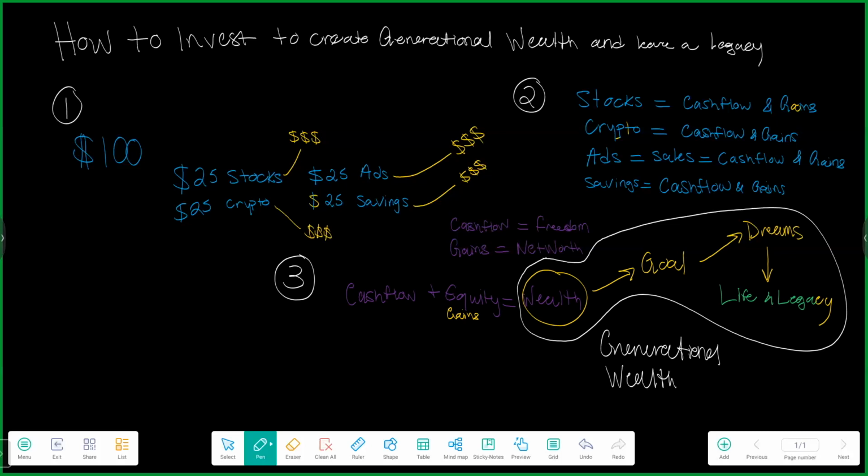So starting with $100, you have to think small, and then you can scale anything. This could be $1,000. This could be $100,000, right? It's up to you to see it for what it is and to bring it into fruition.